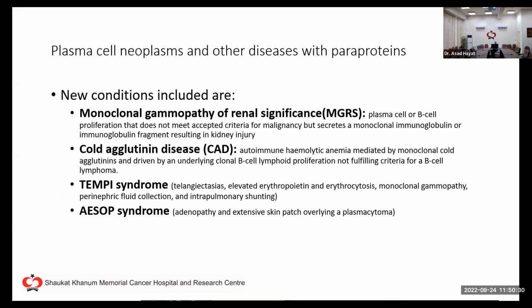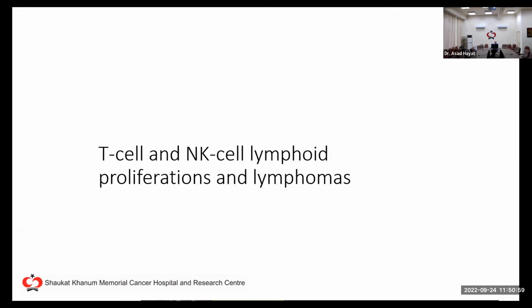In plasma cell neoplasms, they've added another entity to the monoclonal gammopathy. If there's renal impairment because of that, that's MGRS now. Cold agglutinin disease, obviously, we were aware of it previously as well. So in cases in which there's a monoclonal cold agglutinin, which is related to an underlying B-cell proliferation, then that's part of this. And then two new clinical syndromes associated with plasma cells have been included as well.